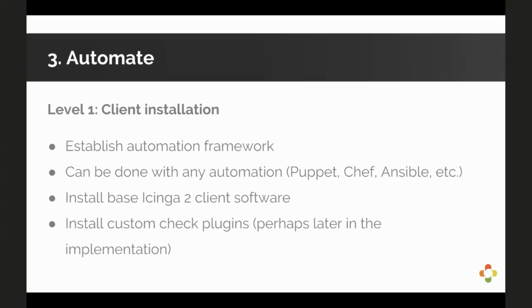So the key here is to install the base Icinga 2 client software, and then also to install the custom check plugins, if there are any that are already written. And this is likely to happen later in the implementation as we talk about the extend phase.